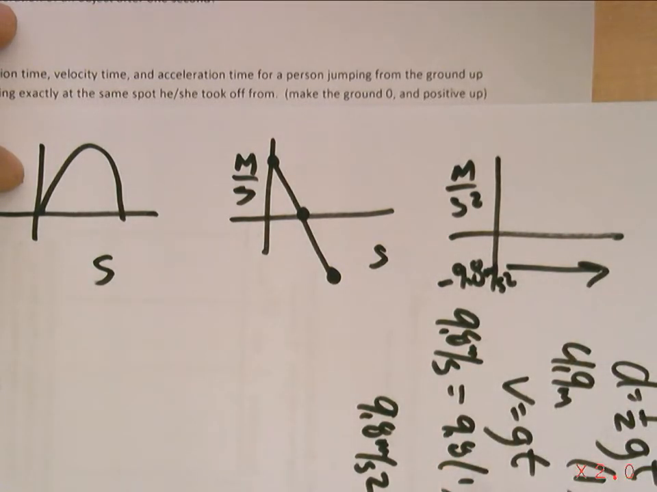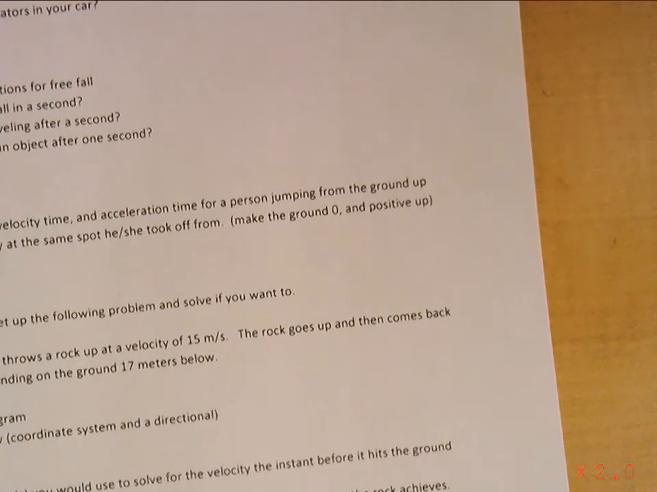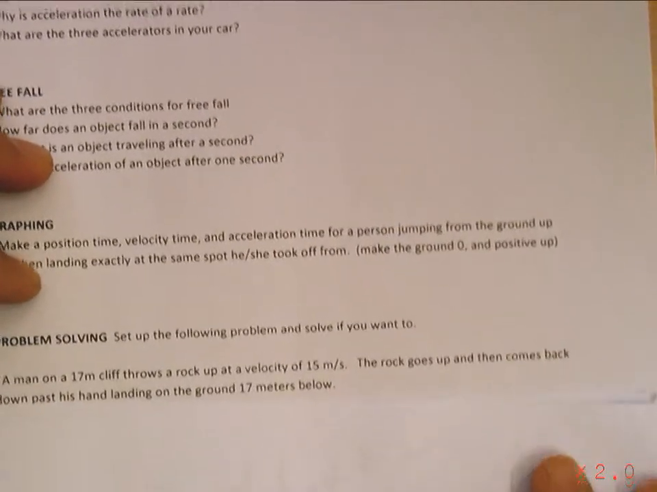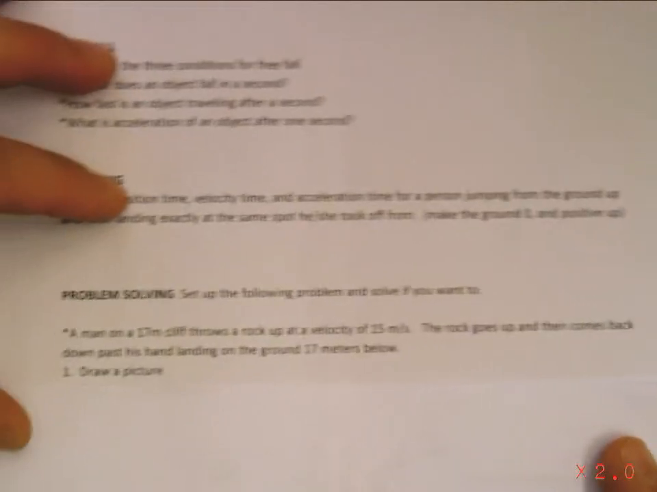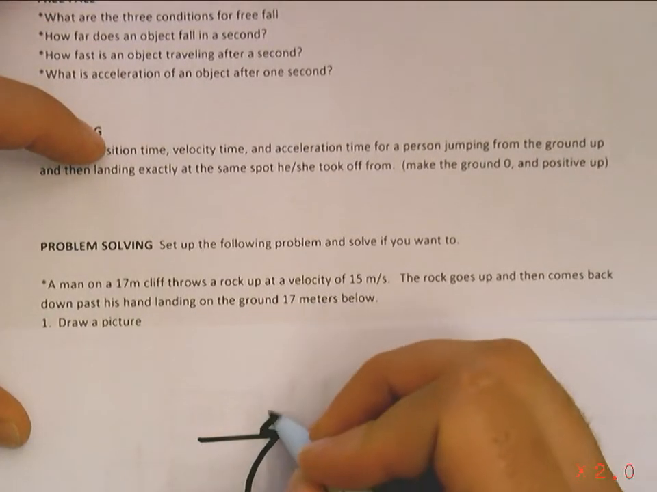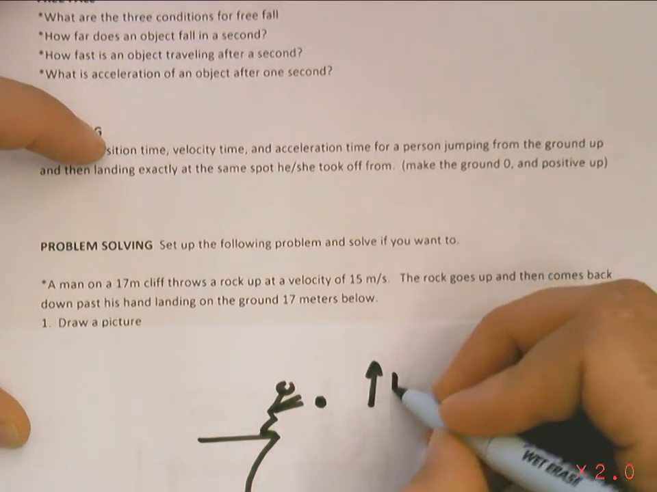Stays constant on the planet Earth. There's our graphing. We're finally to setting up the problem. Alright, so in this problem, we go through and do all our steps. So we've got a cliff, a man on the cliff, who throws the rock up at 15 meters per second.